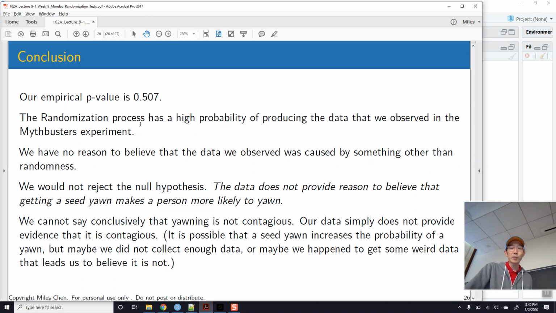So there's a few possibilities, right? It's possible that the seed yawn actually increases the probability of a yawn, and it's just that we don't have enough data to show this. Maybe it increases it by only like 2%, and you need a lot of data to detect that kind of difference. Another possibility is that it does increase, and for whatever reason, we happen to get weird data where it looks like it doesn't make a difference. Because of randomness, it's possible that we got something different. And then the other possibility is that it doesn't increase the probability at all, and the data we observe is completely normal or within expectation. So who knows, right?